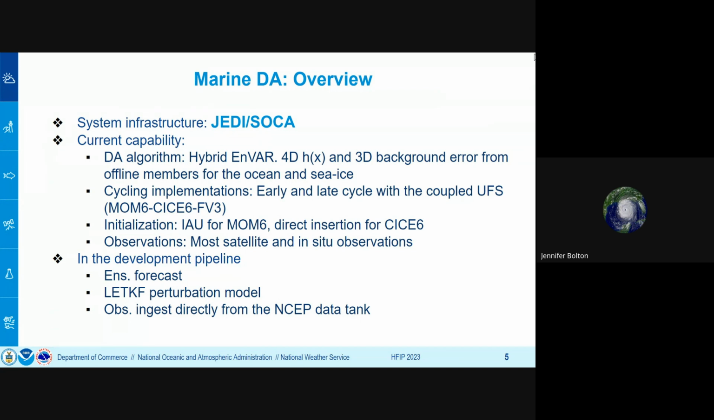On the algorithm side, we have a mature hybrid EnVar capability. We're planning to implement 3DEnVar with 4D HofX, that's FGAT. Right now, we only have an offline ensemble we're using to drive the hybrid, but we have already demonstrated the ocean LETKF that we're going to use inline to create the dynamic error covariances for the coupled system. We are going to run the ocean DA update as part of the early and late cycles, so the GFS and GDAS, for those of you familiar with the operational system.